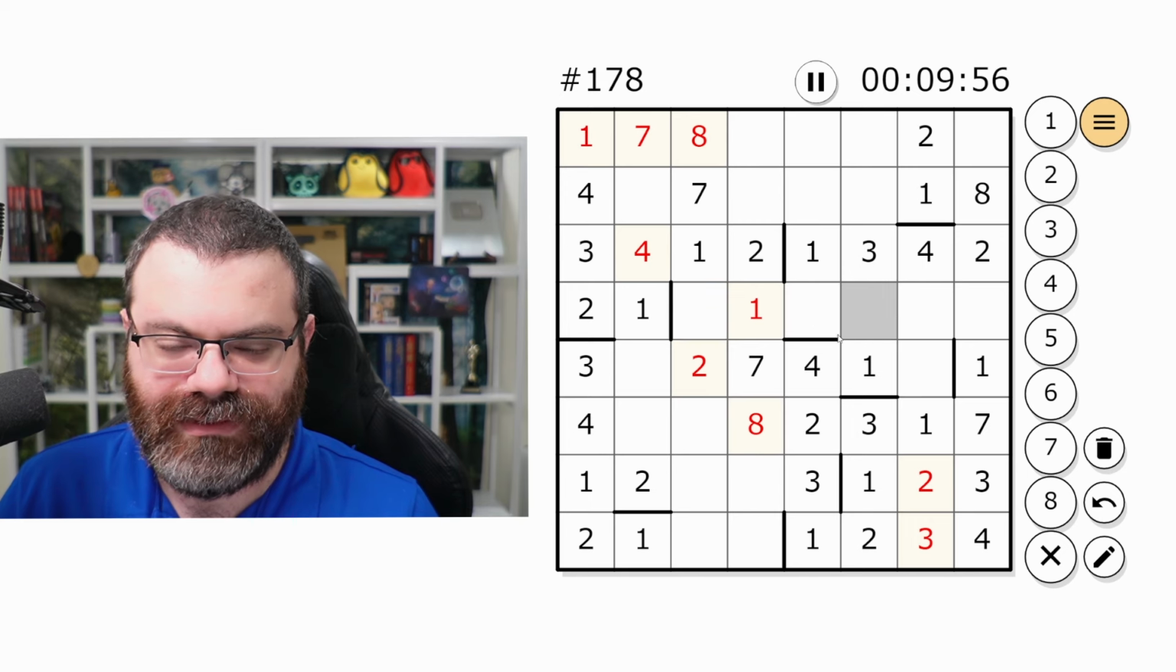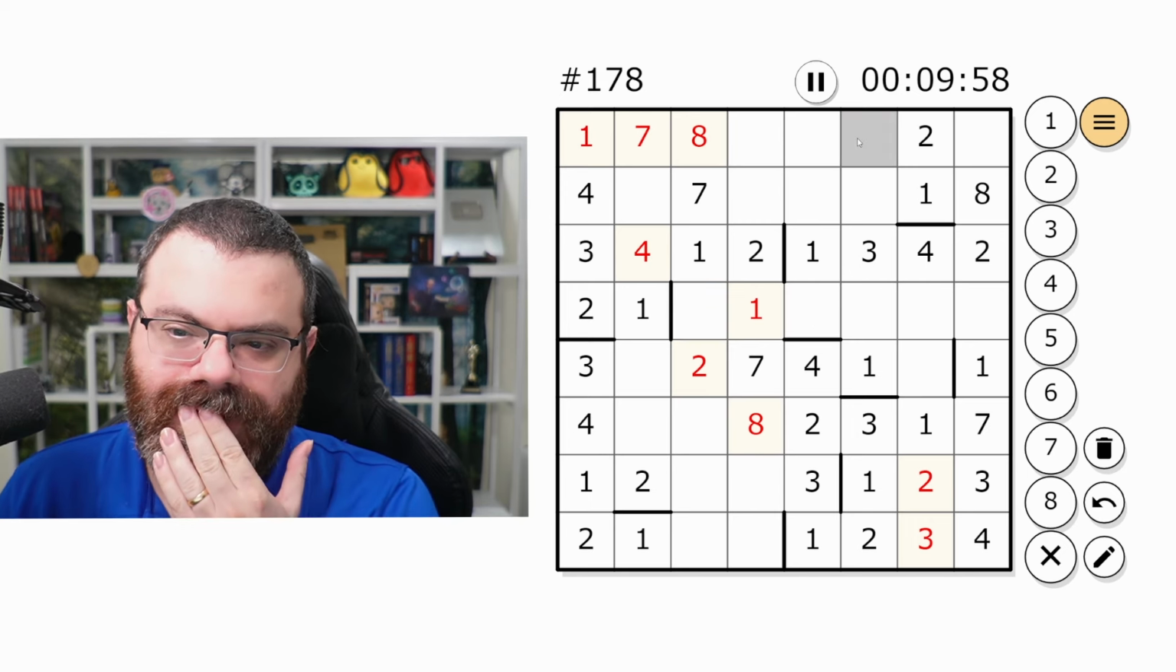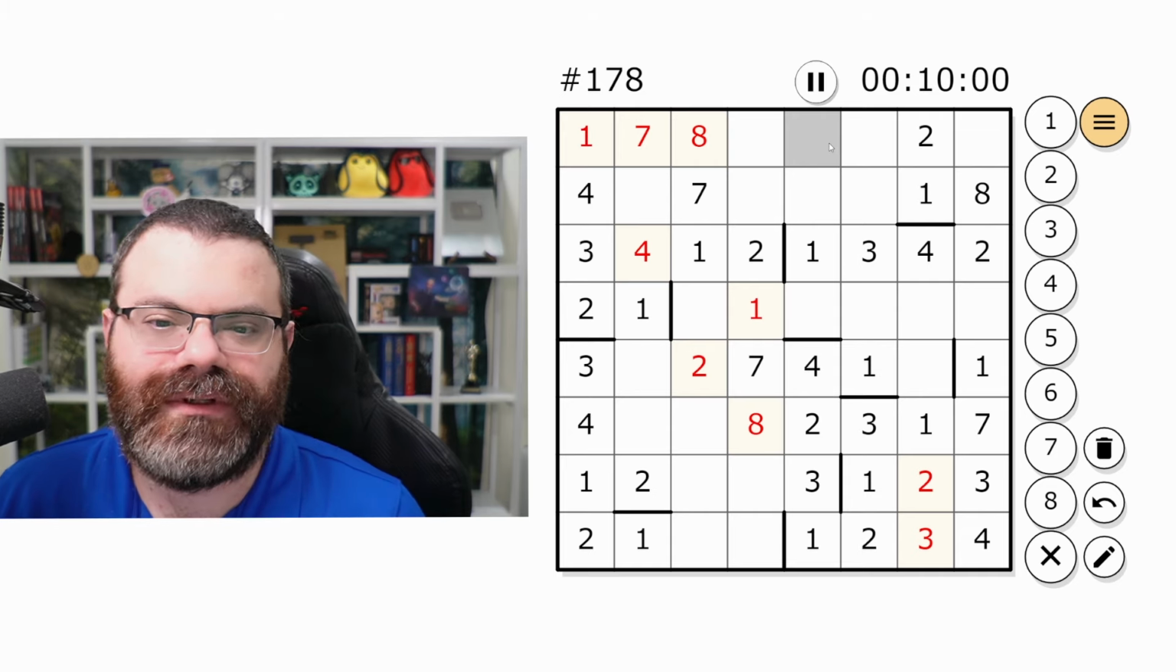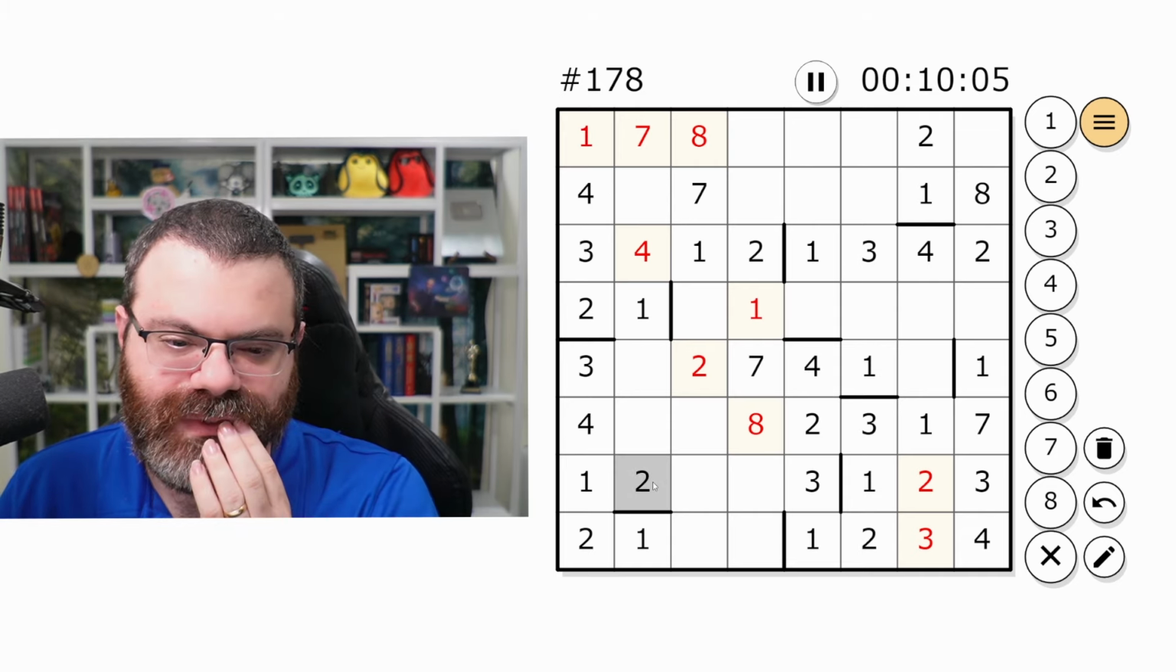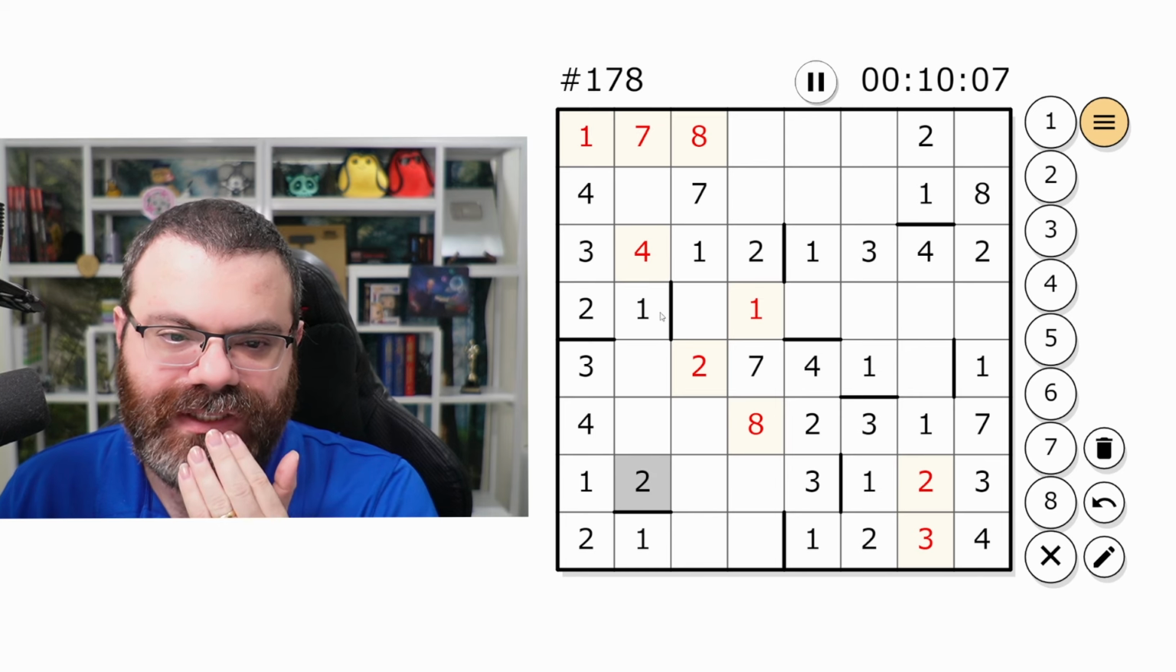Either of these can be 4. Yeah. What about up here? Either of these can be 4. Okay. So what am I missing here? I just got this 2, I believe. Should we look at 2s some more?